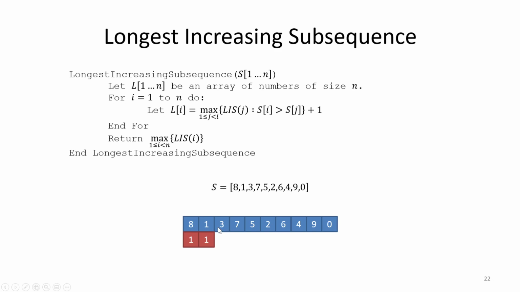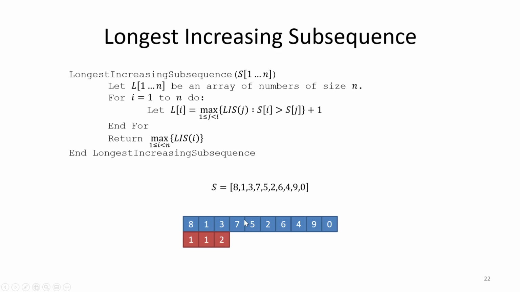Okay. Let's look at the 3 now. The 3 is not greater than 8. So we don't look at its longest increasing subsequence, we ignore it, but we do look at this one, the 1. 3 is greater than 1, S_i is greater than S_j, and so we're going to grab its longest increasing subsequence, which is 1, and we add 1 to it, which is 2. And sure enough, the longest increasing subsequence that ends with 3 is 1, 3 of length 2.